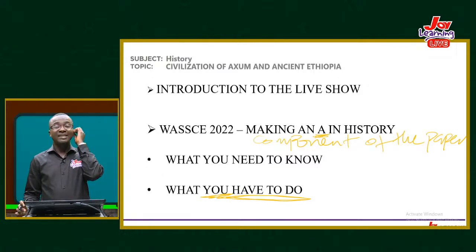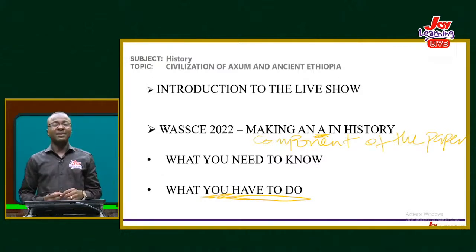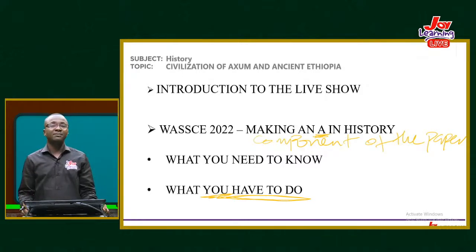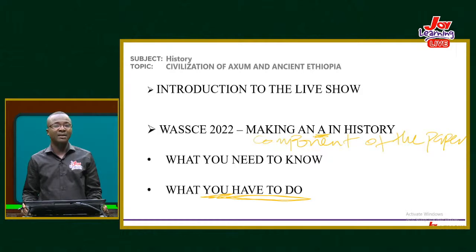Now that you understand the instructions, what you have to do is take at least 5 minutes. Carefully go through all the questions. Take 5 minutes at least. Go through all the questions. Read all the questions and look out for your understanding. Be sure whether you understand the questions and you know what the demands of the questions are.